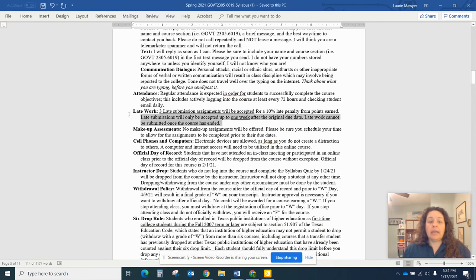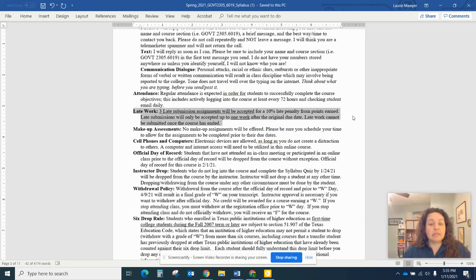Your late work policy is right here. Again, this is a carryover from my fall 2020 classes, when I asked them what I should do, because I don't like accepting late work. I think it penalizes and is unfair to the students who manage their time well and meet those due date commitments. And this is what they voted on. So this is what's carrying over.